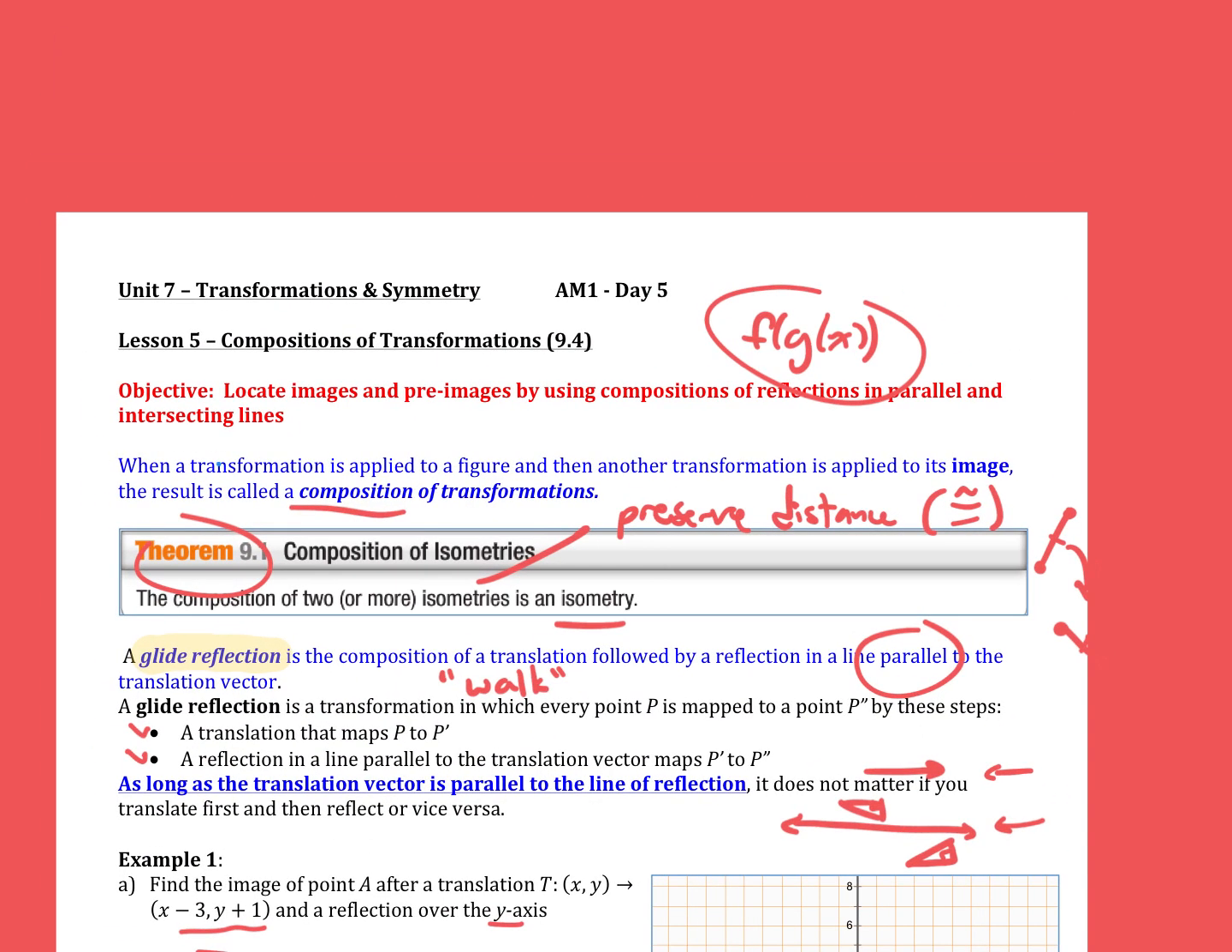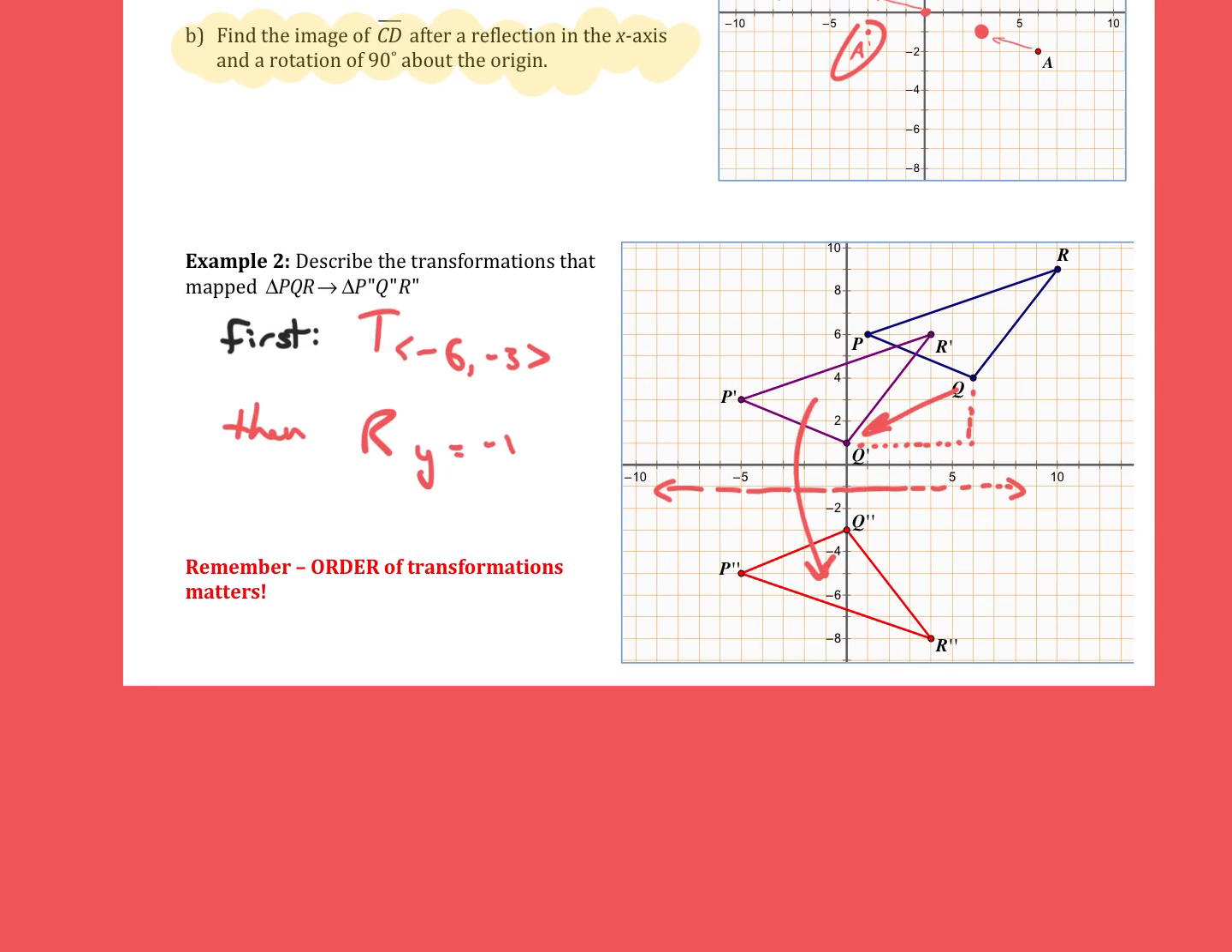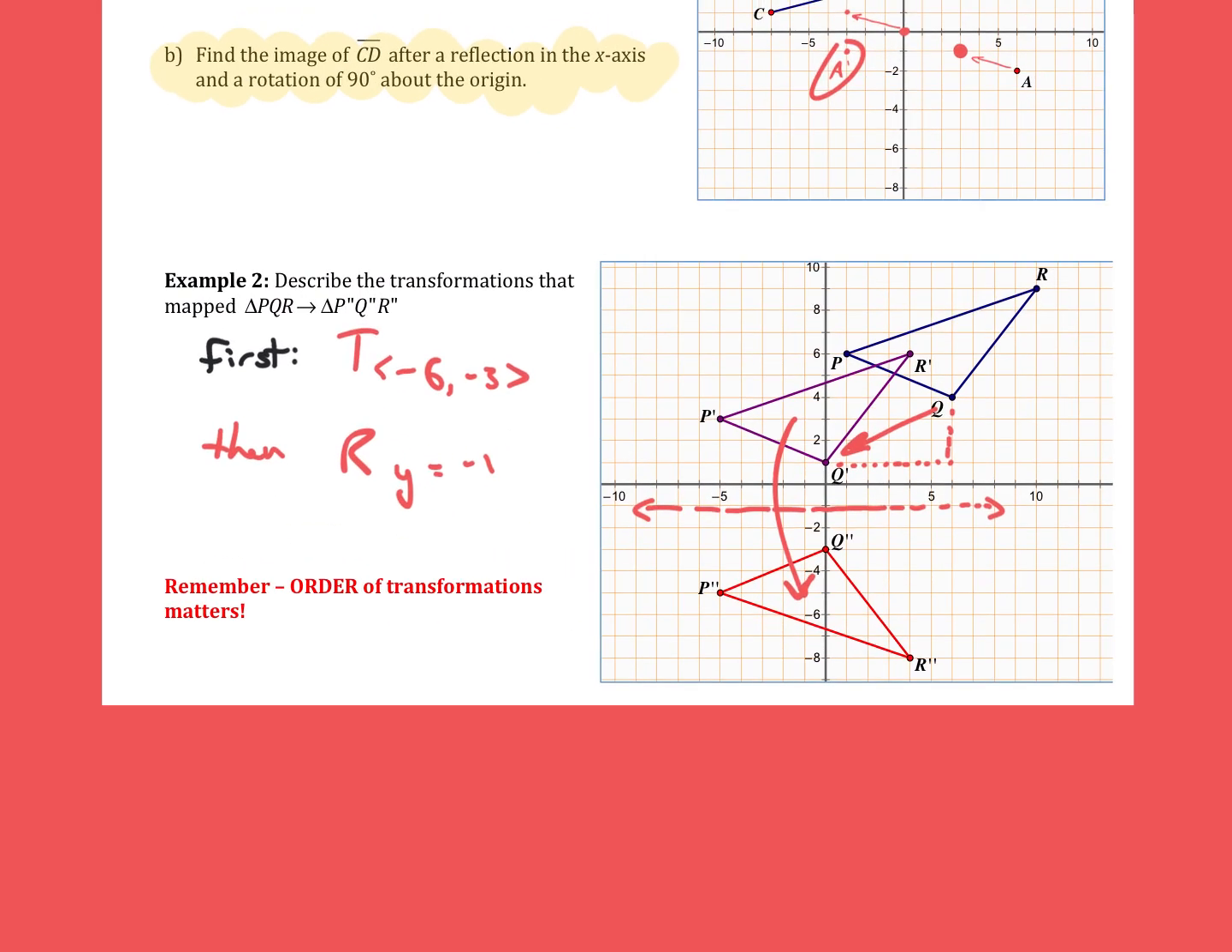So, how do we write this notation? Remember when we were talking about the f of g of x thing, like which happens first in f of g of x? Well, g of x happens first. So, if we do the translation and then we do the reflection, we have to notate that this way. So I have triangle PQR. The first thing that happened to it was that it was reflected over y equals 1.